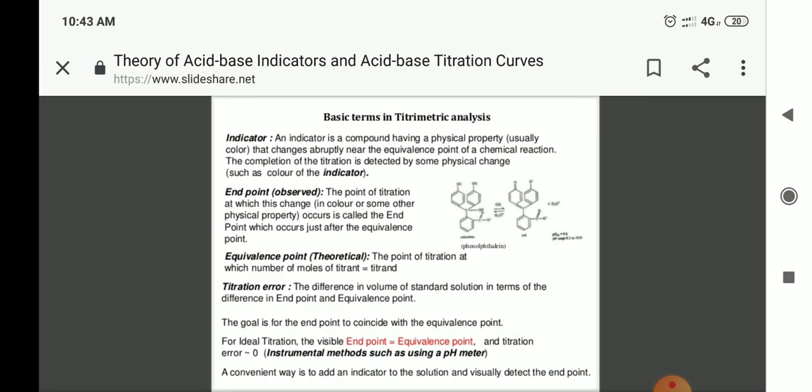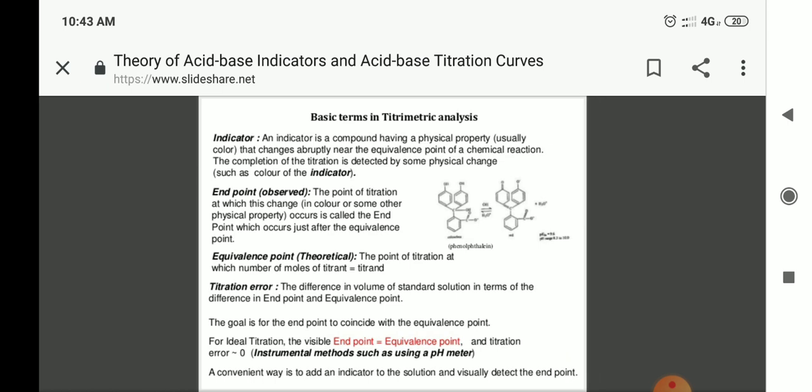Next are the basic terms of titrimetric analysis: indicator, end point, equivalence point, and titration error. First, let us discuss indicators. An indicator is a compound having a physical property, usually color, that changes abruptly near the equivalence point of a chemical reaction. The completion of the titration is detected by some physical change such as the color of the indicator.